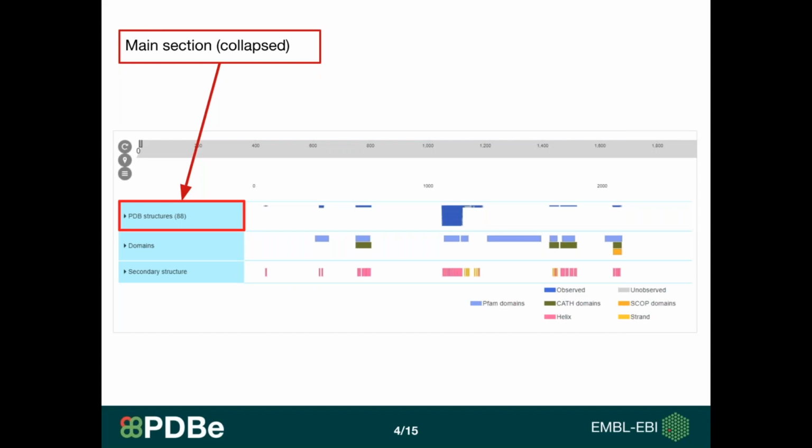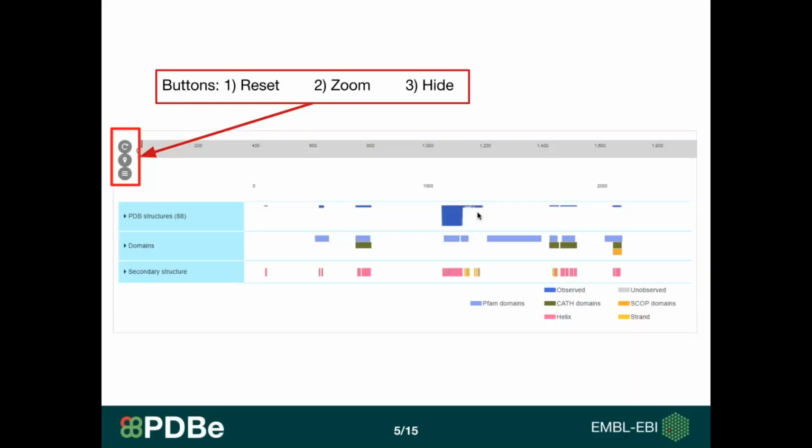These main sections can be collapsed, and then you can get an overview of the available data. So all the tracks are sort of summarized here. There are 3 main buttons that you can use. The first is resetting the whole visualizing tool. The second is for zooming in, and the third is for hiding specific tracks.